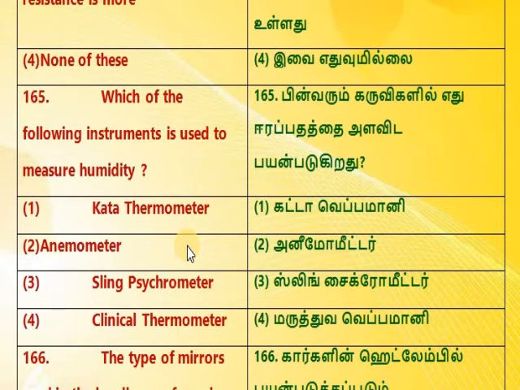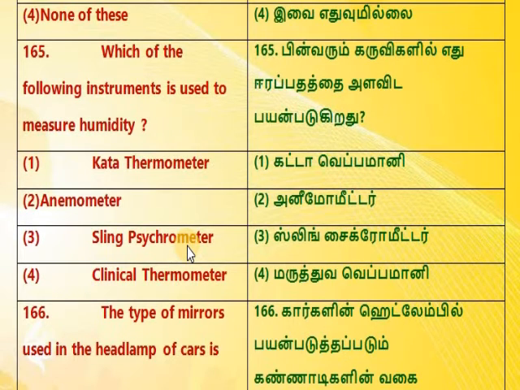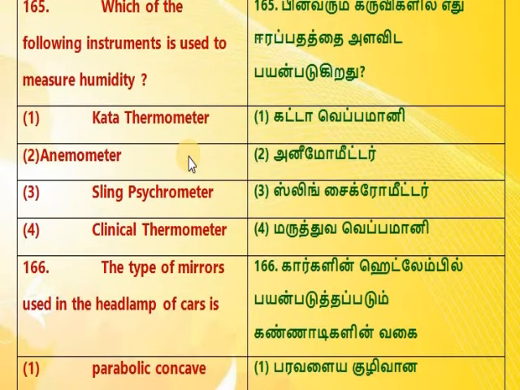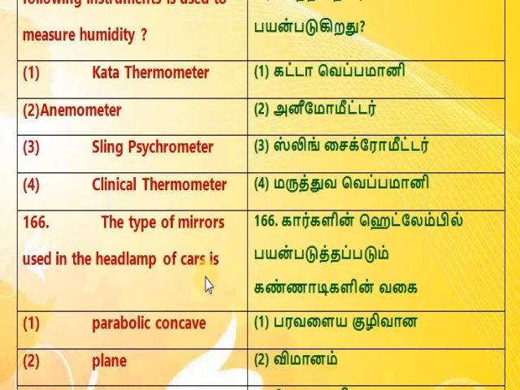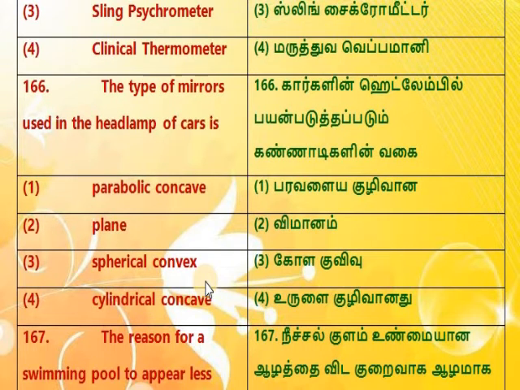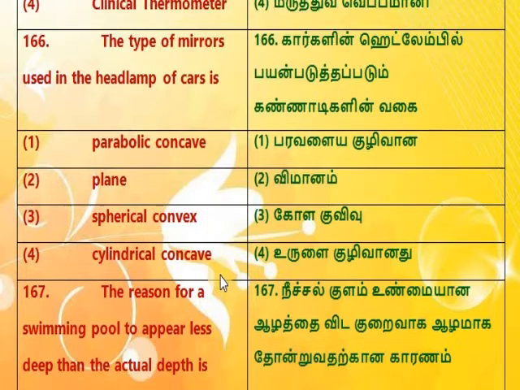165. Which of the following instruments is used to measure humidity? 1. Kata thermometer. 2. Anemometer. 3. Sling psychrometer. 4. Clinical thermometer. 166. The type of mirrors used in the headlamp of cars is 1. Parabolic concave. 2. Plane. 3. Spherical convex. 4. Cylindrical concave.